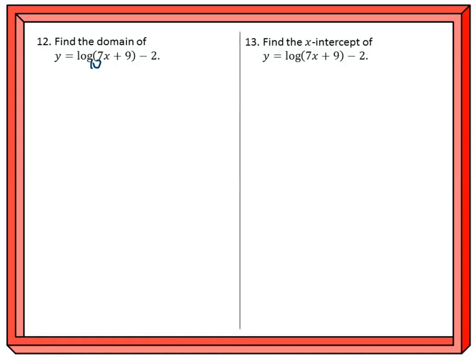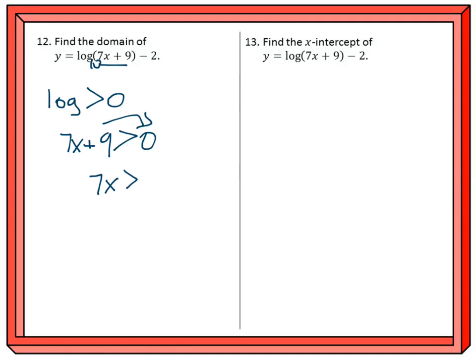So finding the domain, remember that I can't take the log of anything negative. It's got to be greater than 0. So I take what's inside the parentheses there, 7x plus 9, and set it greater than 0. And now I just have to solve this thing for x. So subtract the 9 over. When I subtract it, 7x is greater than a negative 9. That was a common mistake, that some people left off their negative. And then finally divide it by 7, so x is greater than negative 9/7.